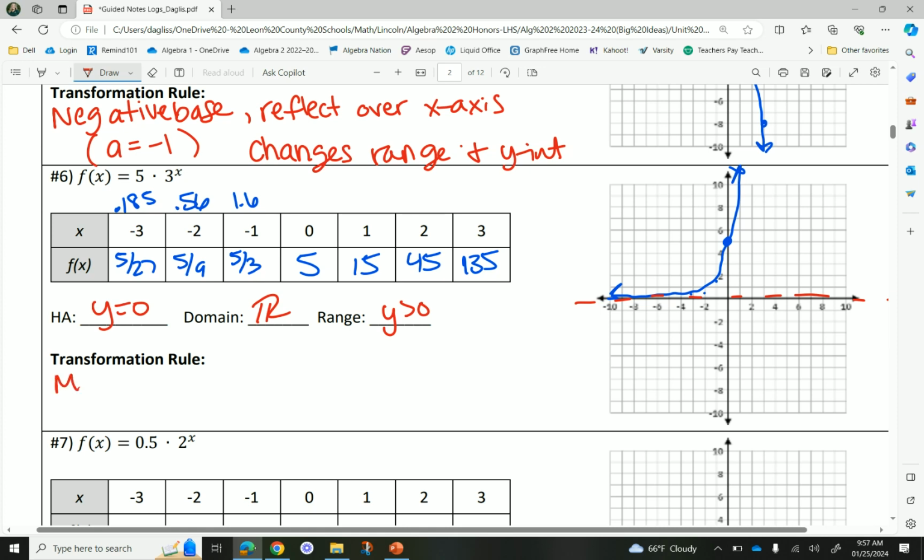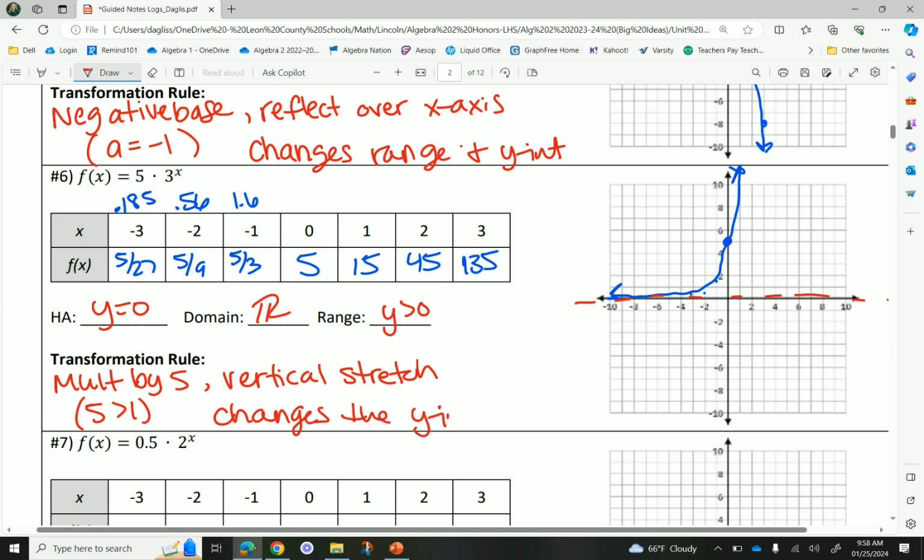So what does multiplying by a 5 do? Yes, my y-intercept definitely changed, right? 5 is bigger than 1, right? Any other function, if you multiply by a number bigger than 1, what transformation was that? Oh, a stretch. What kind? A vertical. There we go. This is a vertical stretch, which is going to change the y-intercept by the a value.